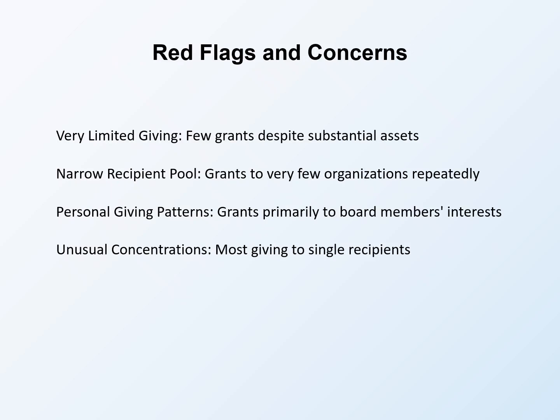Part 15 analysis can reveal red flags suggesting foundations that may be poor prospects despite apparent alignment. Very limited giving despite substantial assets suggests a foundation not actively seeking grantees. If a foundation has 50 million in assets but makes only 3 small grants per year, it may not be open to new applicants. Such foundations often fund only a narrow set of preferred organizations.